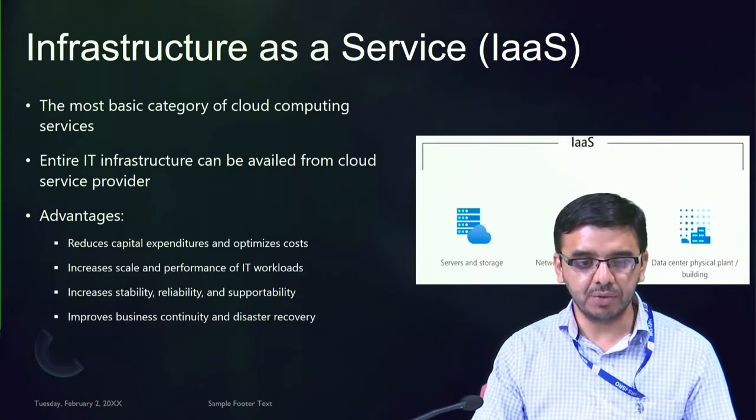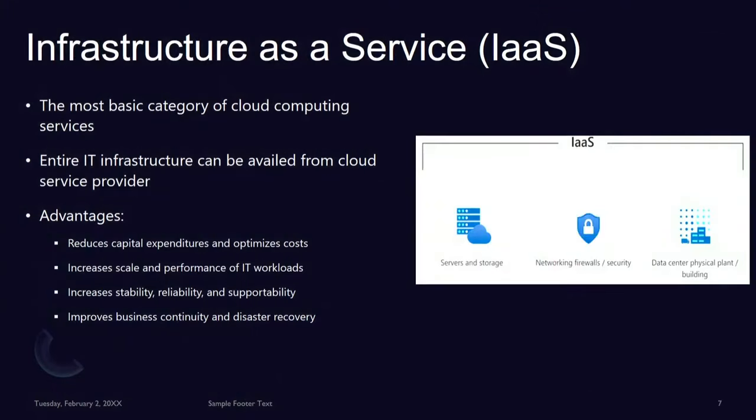Infrastructure as a service is the most basic category of cloud computing services. The entire IT infrastructure can be availed from a cloud service provider. So when we are taking the cloud services as IaaS, we are buying the entire IT infrastructure from the cloud service provider, like server and storage, maybe network, firewall, security. But we need to manage them ourselves.